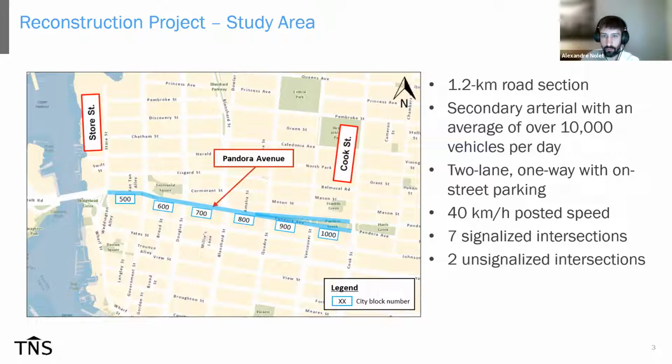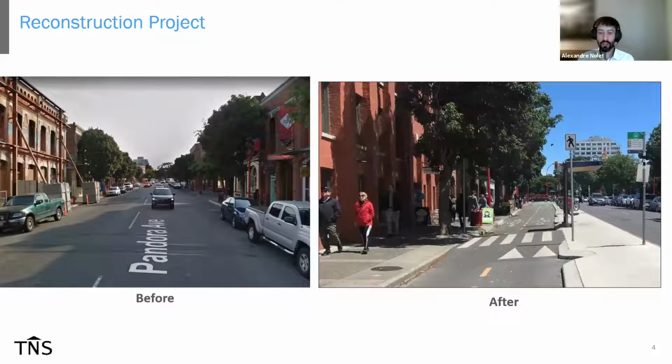It was a one-way, two-lane street with on-street parking on both sides. It carried on average over 10,000 vehicles per day. It's a frequent transit corridor. There are a number of buses running on it. Sidewalks were provided on both sides of Pandora, and there were 9 intersections, including 7 signalized and 2 unsignalized intersections.